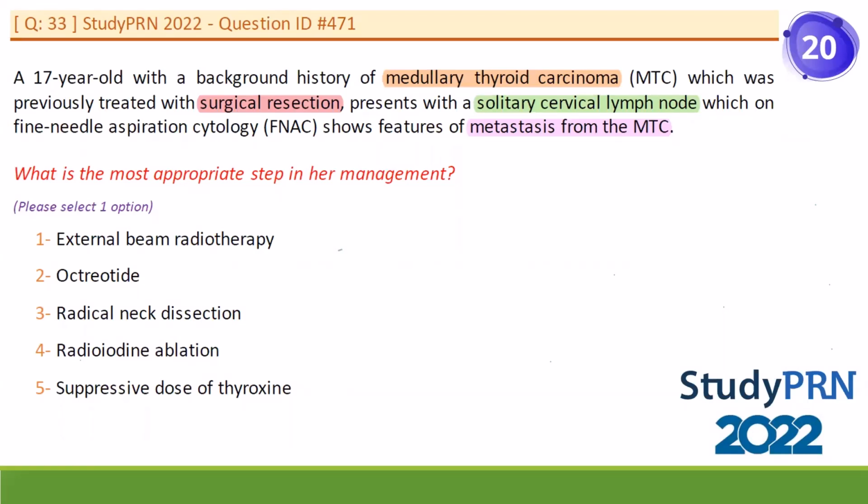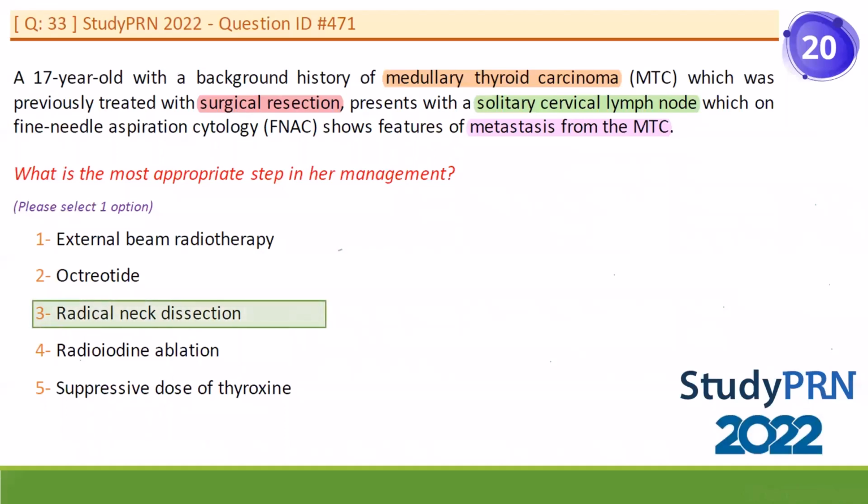Metastasis from medullary thyroid carcinoma in a cervical lymph node. The options are external beam radiotherapy, radical neck dissection, radioiodine ablation, or suppressive dose. Actually, this is a recurrence and metastatic disease present in the neck, in an accessible cervical lymph node. So how to treat this lymph node? Radical neck dissection.